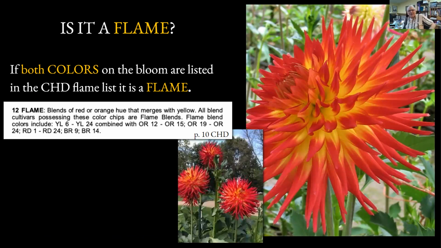So the question is, is this a flame? Well, it is a blend. I think you can see that it's a blend. But to determine if it's a light, dark, or flame blend, you really have to look at the chips and the definition of flame. So they have to be in these yellow 6 to 24 combined with orange 12 to 15 and so forth and so on. If you're just putting something in a show, you look it up in the book, and if it says it's a flame, it's a flame, right?